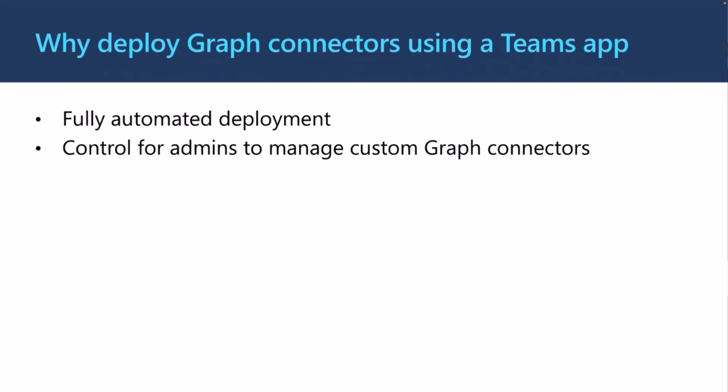Because when you think about a connector, before it can ingest the content from your external system, it needs to create a connection and a schema, right? So you need to have that initial set up first. And again, you can do it from your code, but somebody needs to start that code. If you use a Teams app to deploy a connector, you will get a UI for that.